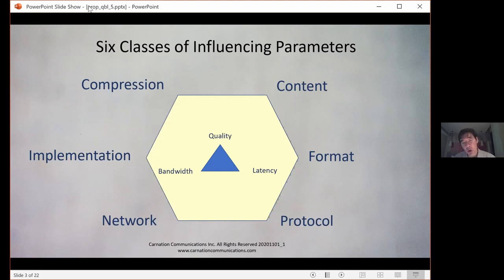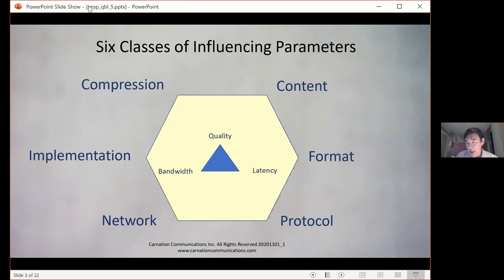And finally, the protocol. It is associated with the particular wrapper that you have used or how you communicate. Is it one direction? Is it forward error correction, or do you have to go back and forth through a handshake? That directly will play into affecting the parameters also.